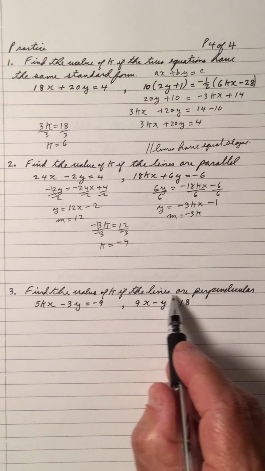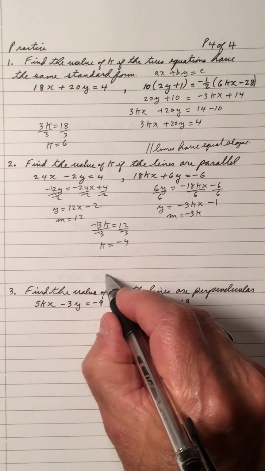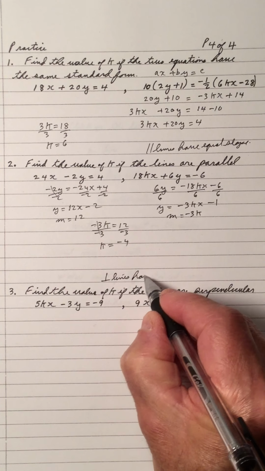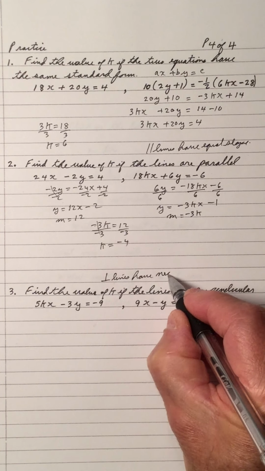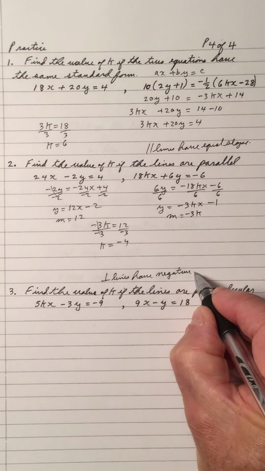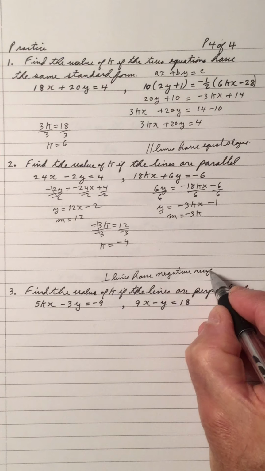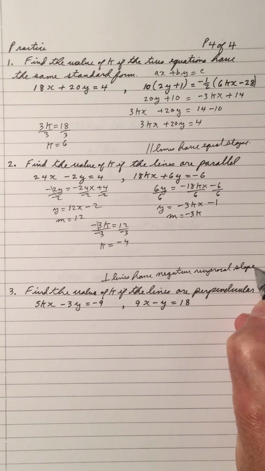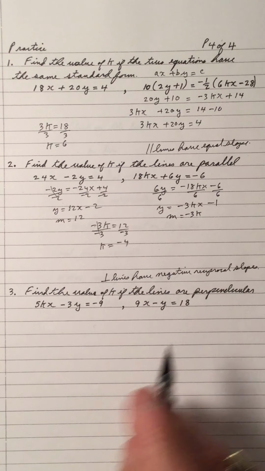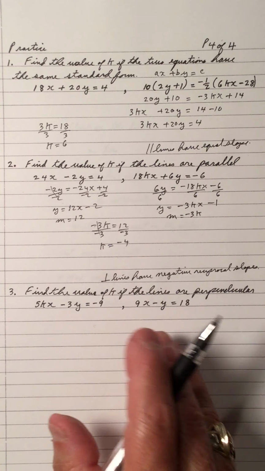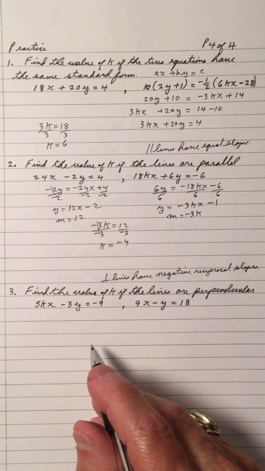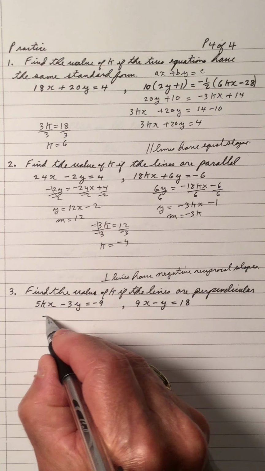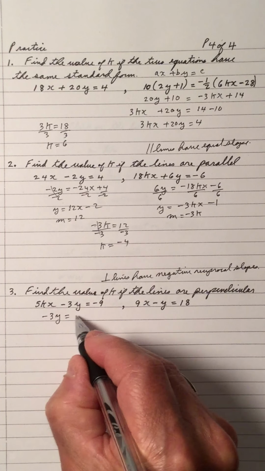Find the value of k if the lines are perpendicular. Well, perpendicular lines have, I'm going to call it, negative reciprocal slopes, or some people might say opposite. So you've got to get the negative of the number and do the reciprocal, flip the fraction. So that means we have to get the slope, so we have to solve for y. y equals mx plus b.